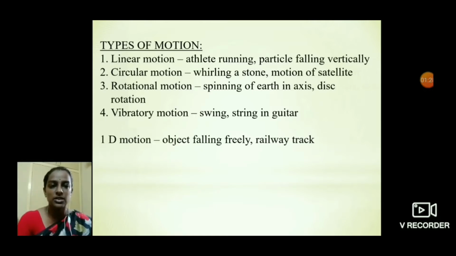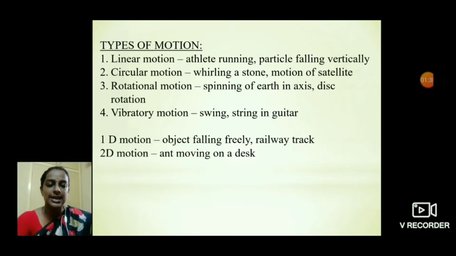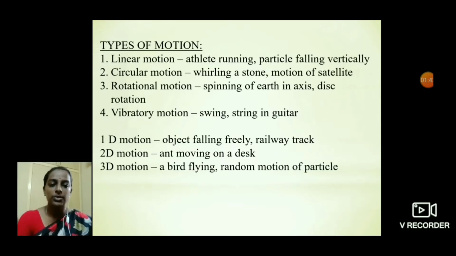Next, one-dimensional motion also comes under linear motion. Two-dimensional motion, an ant moving on a desk, travels in the x and y direction, the x and y axis. Three-dimensional motion is a bird flying or a random motion of a particle. It takes x, y and z axis.